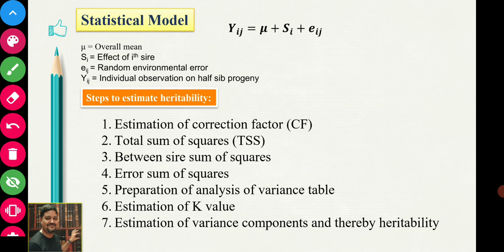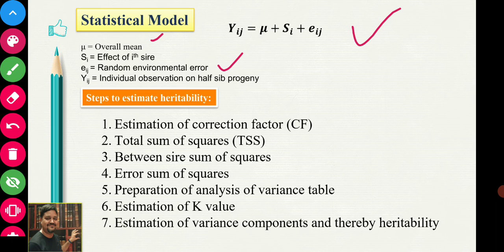First of all, we will see the model. Here you can see the model: yij is equal to mu plus si plus eij. So what are these notations? You have already studied one way or two way ANOVA in your statistics class in unit 1. Here mu is the overall mean. Si is the effect of the ith sire, the effect of any sire. Eij is the random environmental error, the random error associated with the estimation.